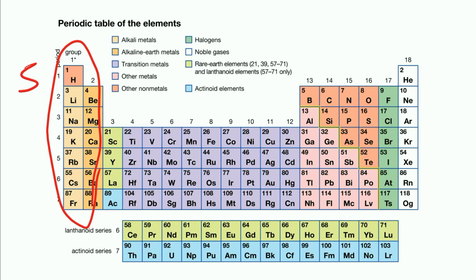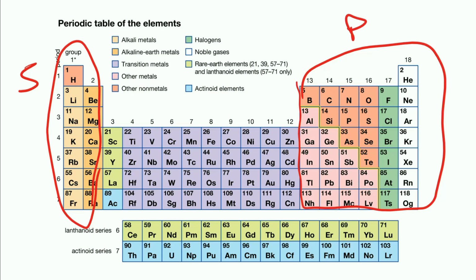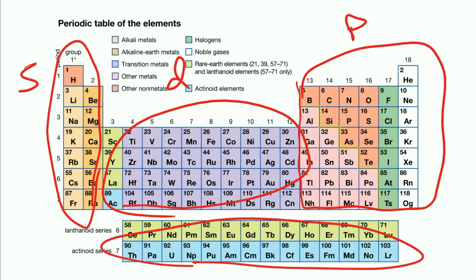Okay, remember, SPDF, okay? From group 13 through to 18, these are collectively called the p block elements. The transition elements, from group 3 to 12, these are the d block elements, and the lanthanoids and actinoids are known as the f block elements.